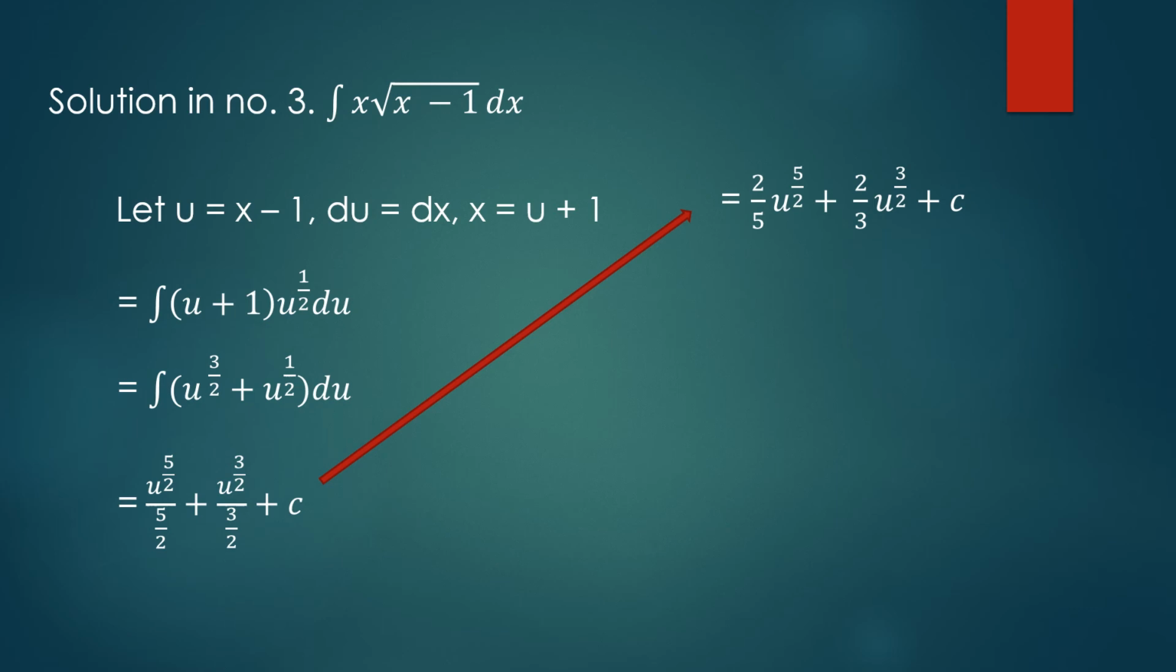Next, because we have here the value of u, which is x minus 1, we can have our final answer as 2 over 5 times the value of u, which is x minus 1. So we have x minus 1 raised to the power of 5 over 2 plus 2/3 times u to the power of 3 over 2. So we have x minus 1 to the power of 3 over 2 plus c as our final answer.